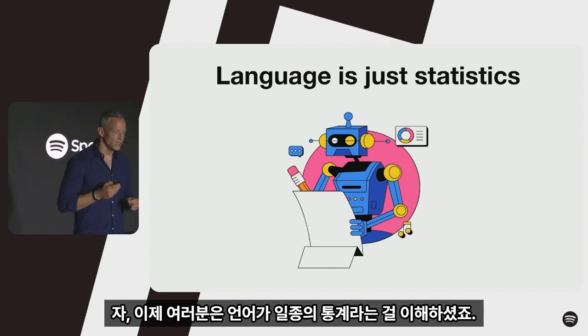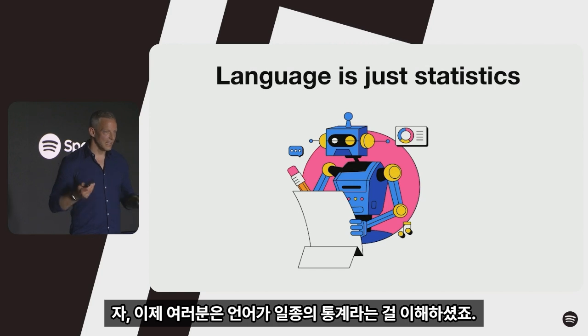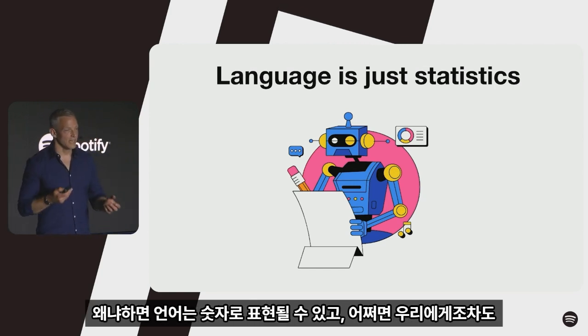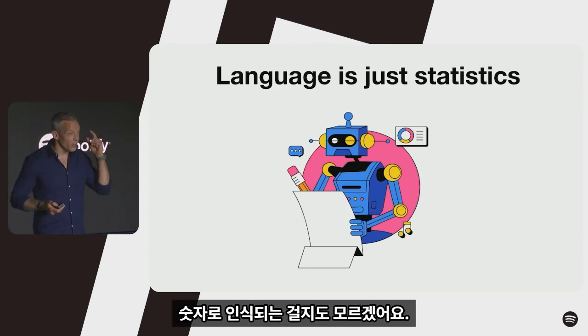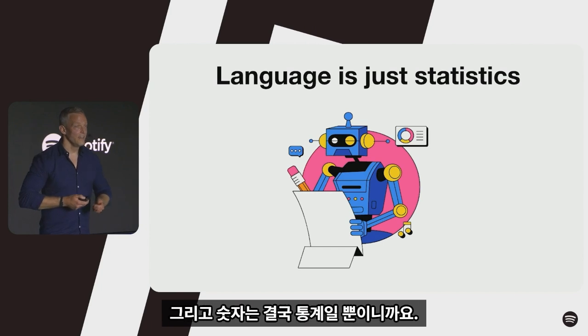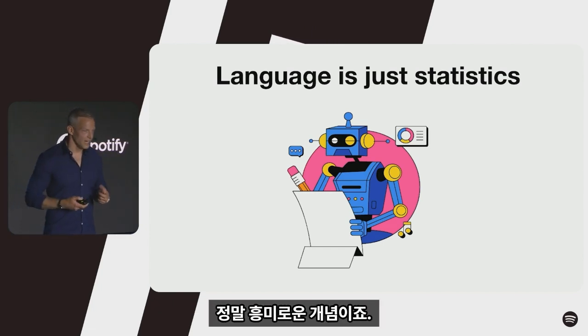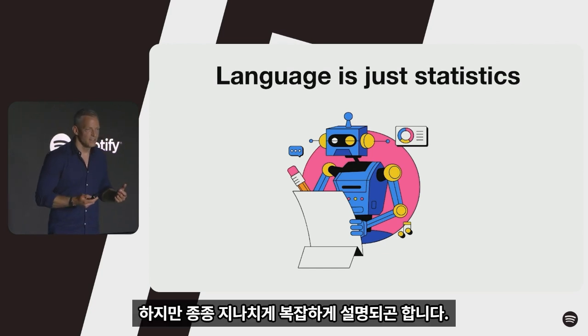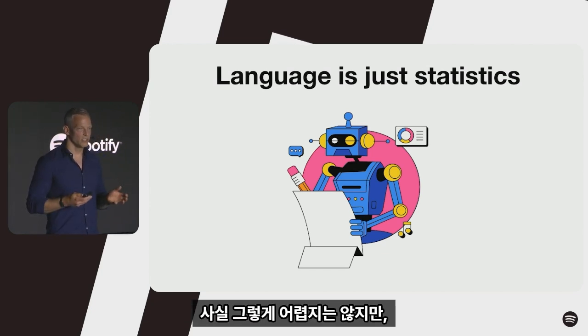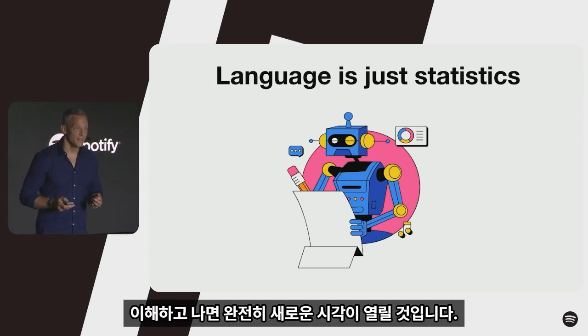All right, so you understand that language is sort of just statistics, because language can be represented as numbers, and maybe they are even to us actually, and numbers are just statistics. But I want to teach you one more thing that I think is really cool. Again, made overly complicated. It's not actually that hard to understand, but once you understand it, your mind is a little bit blown.